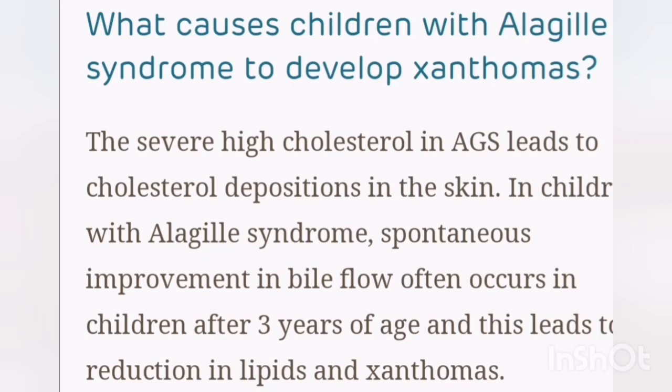How can you diagnose Alagille syndrome? Diagnosis is by bile duct paucity and 3 out of 5 major criteria, which are cholestasis, characteristic facial features, vertebral abnormalities, eye abnormalities, and heart defect.